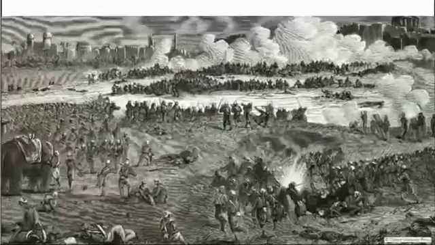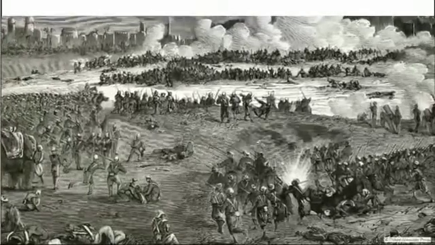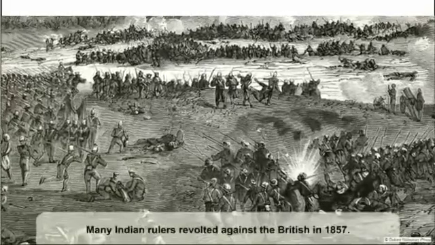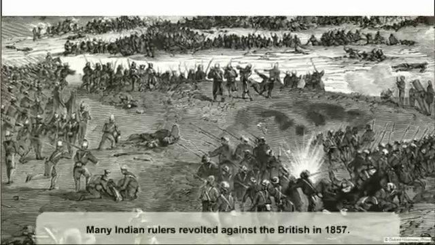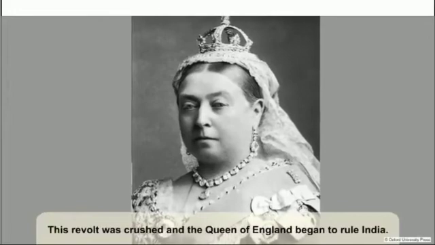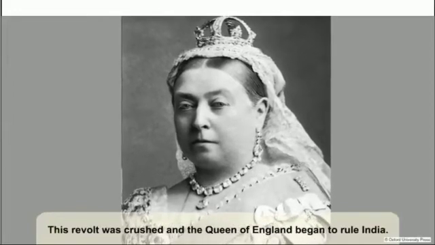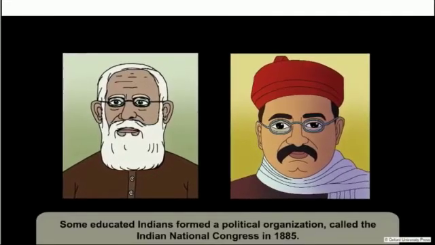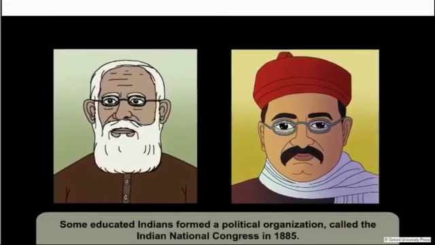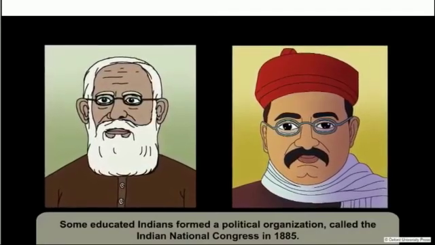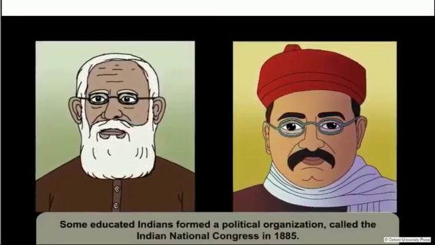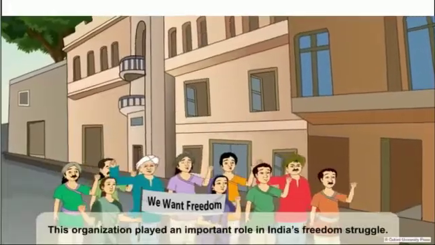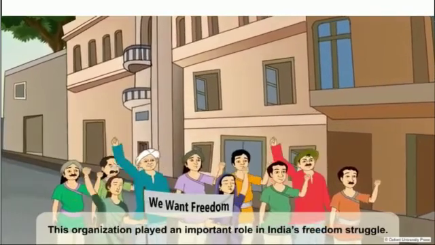The company exploited the Indians. As a result, many Indian rulers revolted against the British in 1857. But this revolt was crushed and the Queen of England began to rule India. After a few years, some educated Indians formed a political organization called the Indian National Congress in 1885. This organization played an important role in India's freedom struggle.